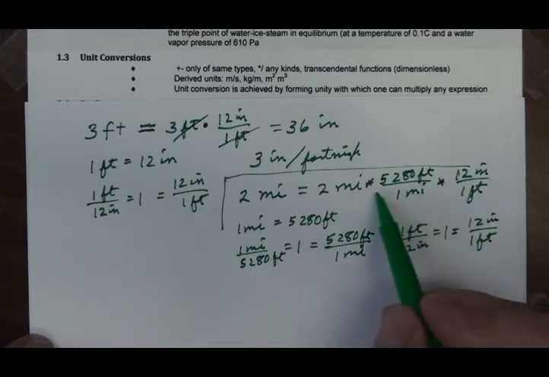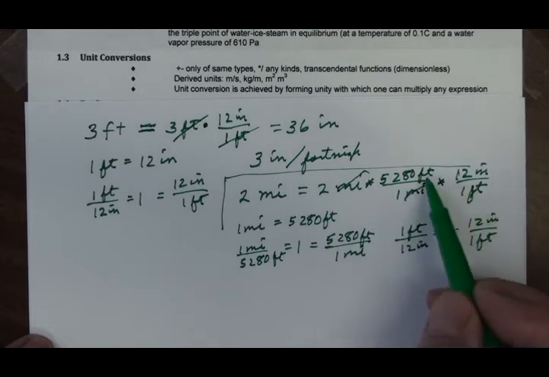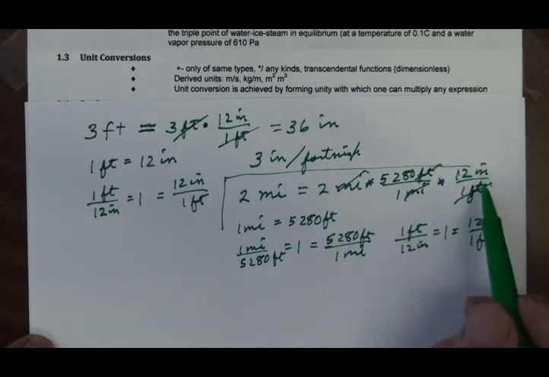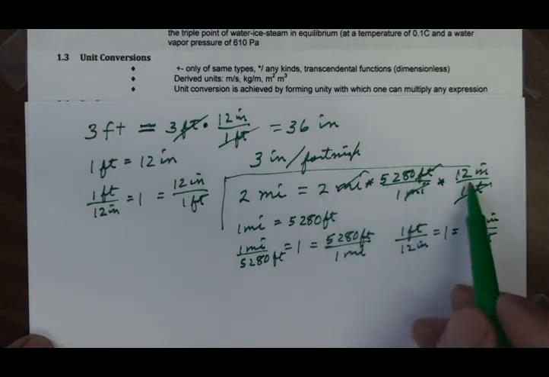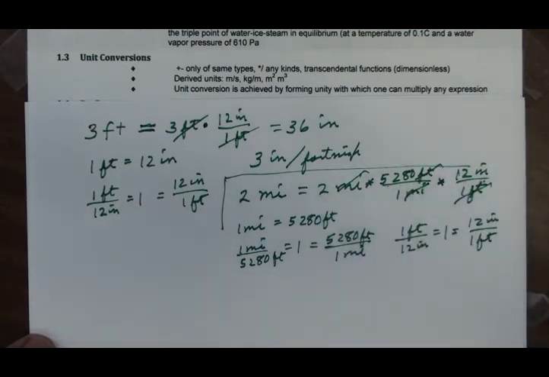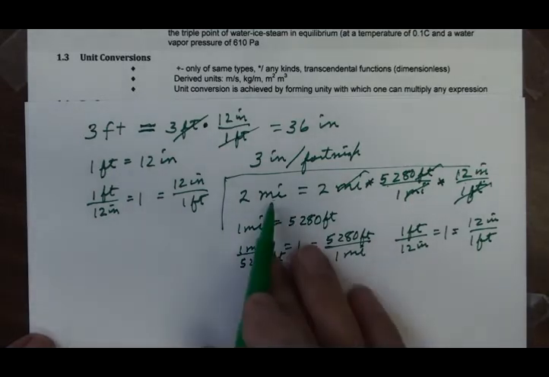And so now you can see that the mile cancels with the mile, the foot cancels with the foot, and I end up with units of an inch. And so I'd have 2 times 5,280 times 12. And you can work that out, and it'll give you exactly how many inches we have in 2 miles.